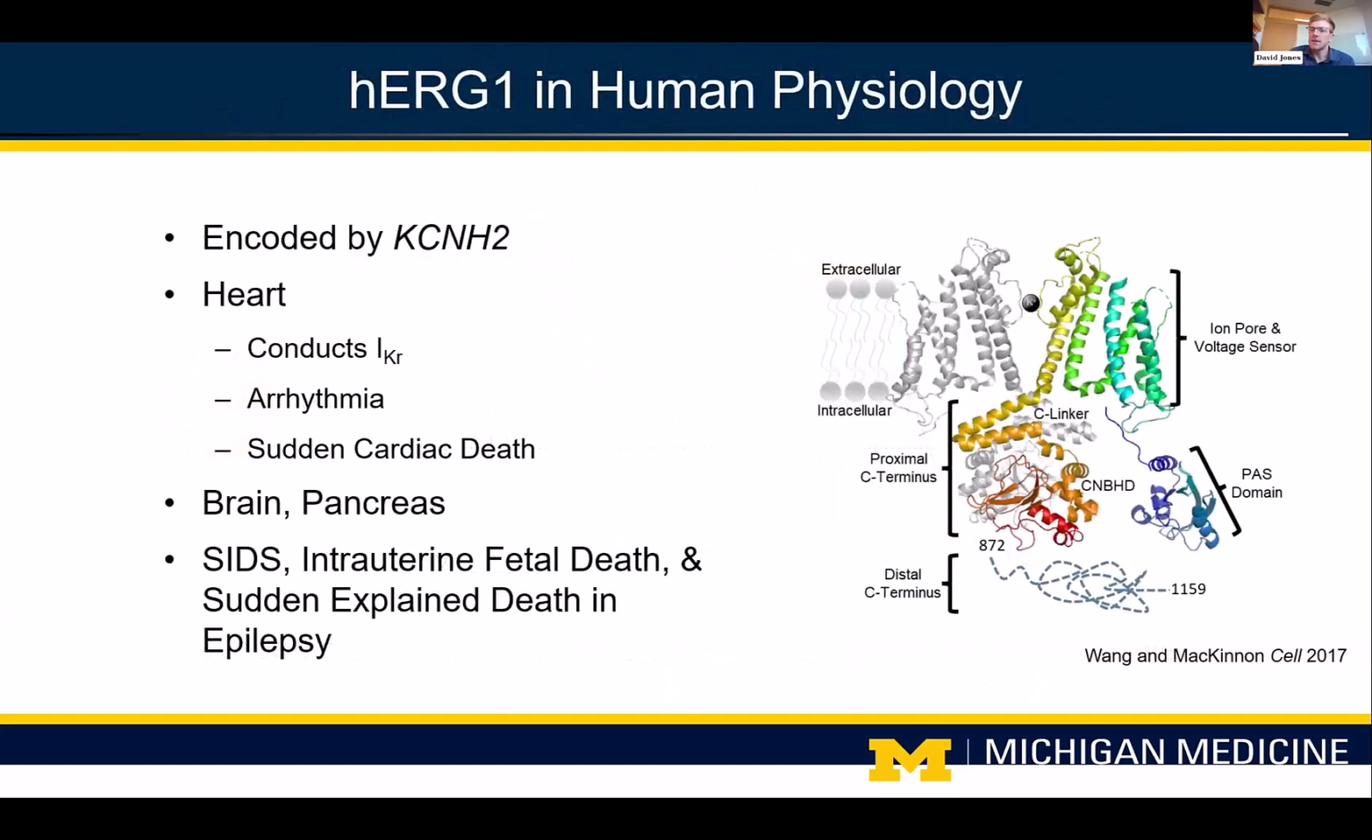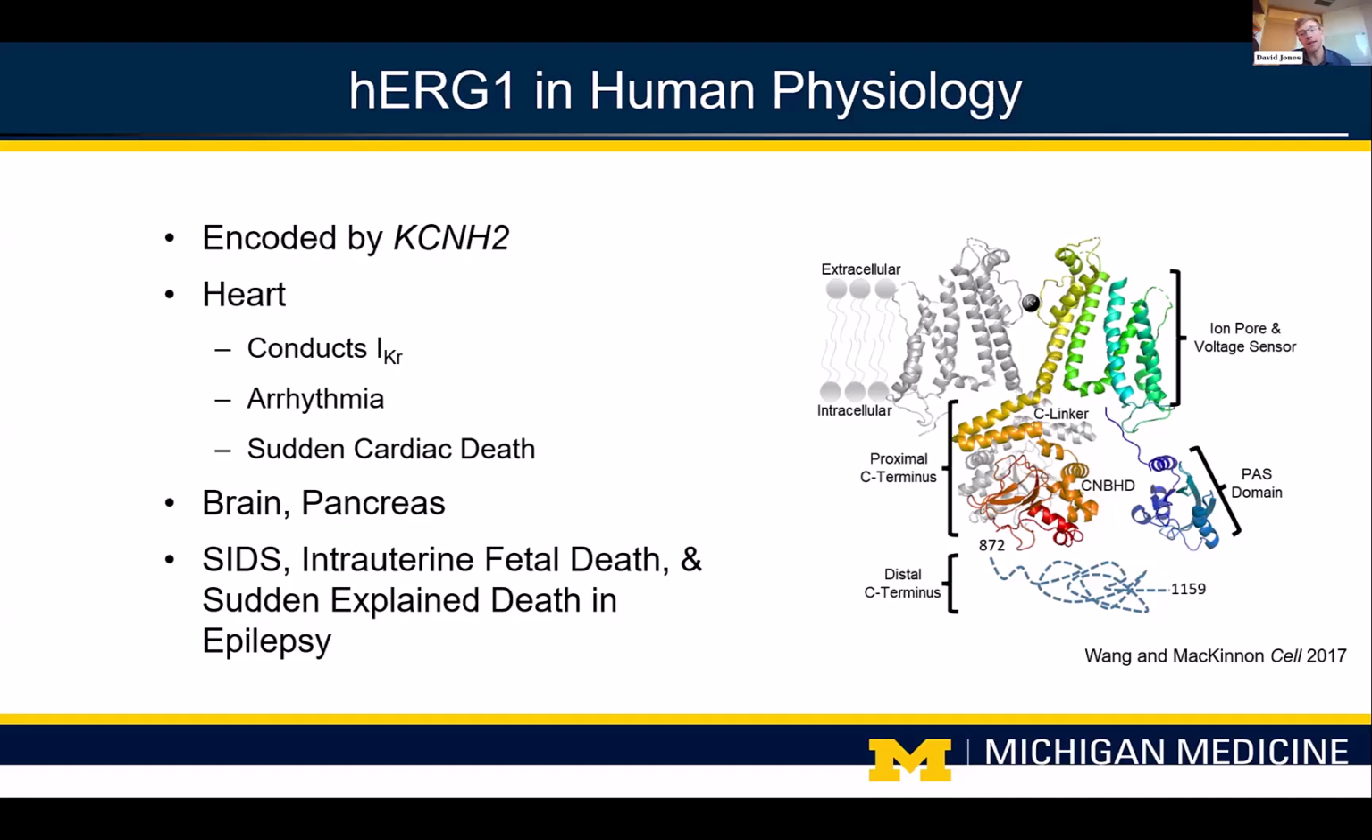So now I just want to dive in a little bit more about what we do know about hERG channel biophysics and its role in human physiology. So hERG, which stands for the human ether-a-go-go-related gene. I'm not going to talk about where that name comes from, but you can always email me and I'll give you the full backstory. But it's a fun name. It's encoded by KCNH2. And in the heart, we know that it conducts IKr, the rapid delayed rectifier potassium current, and a loss of IKr, either through loss of function variants or off-target pharmacological block, predisposes individuals to cardiac arrhythmia and sudden cardiac death.